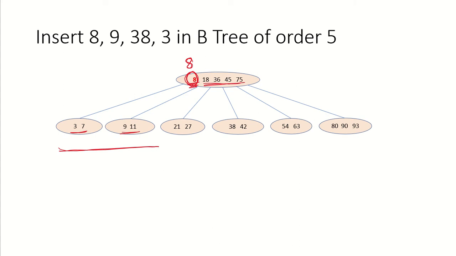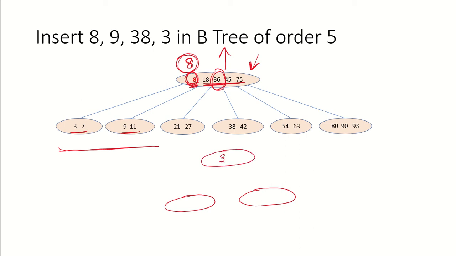Because in the parent node there are already 4 keys and one more key has come over here. So again this parent node would also have to be split into 2. And what is the median value over here? If we take these values 8, 18, 36, 45 and 75, the median value is 36. So this 36 will be sent up and a new node would be created.